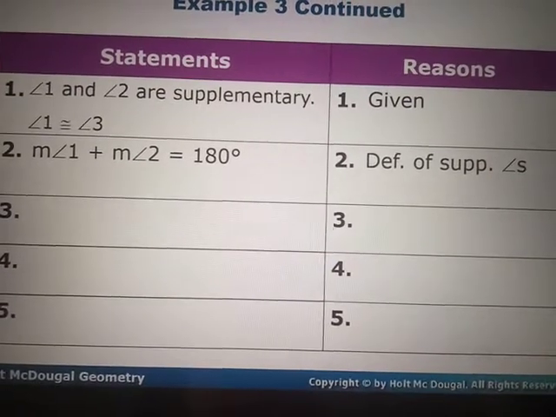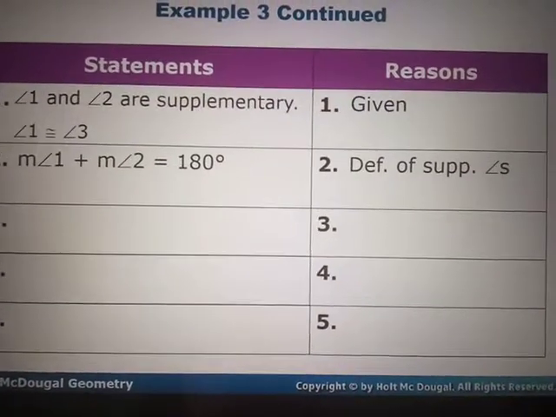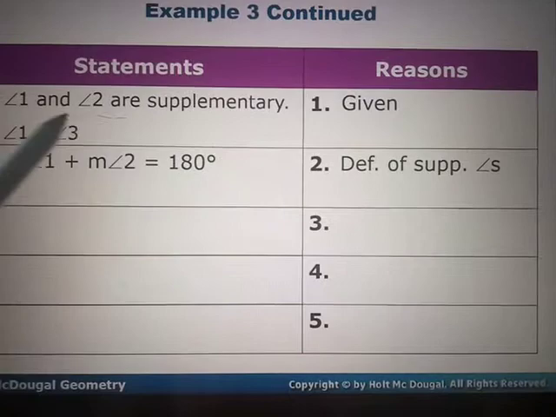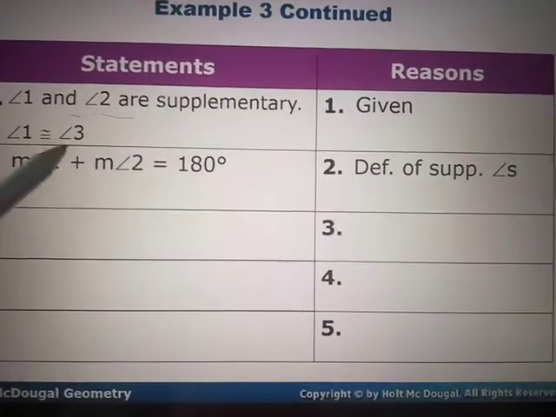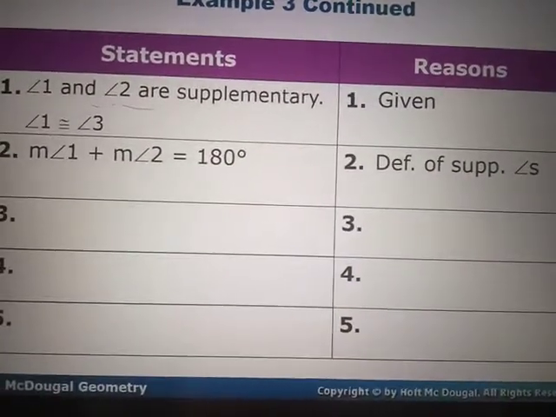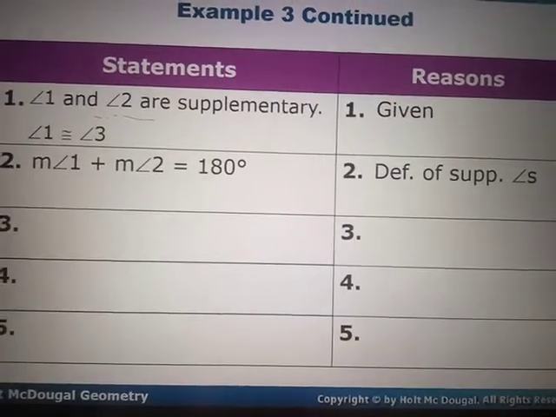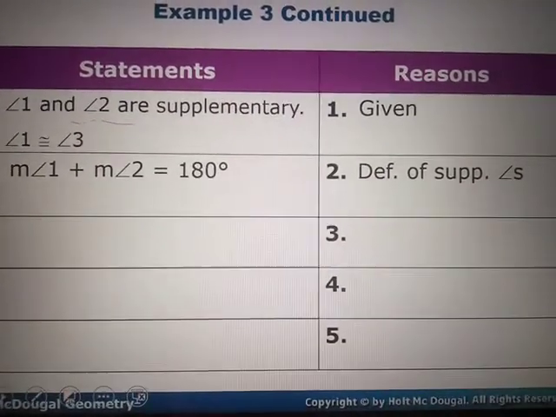Okay, so I use the first information. Next, you must use the second one. Angle 1 congruent to angle 3. Given.